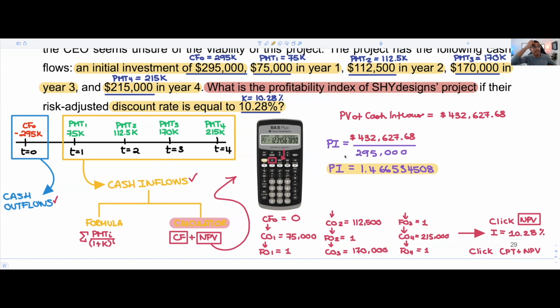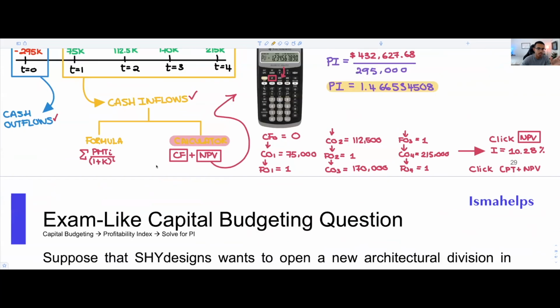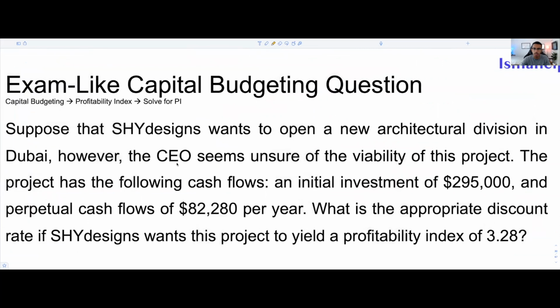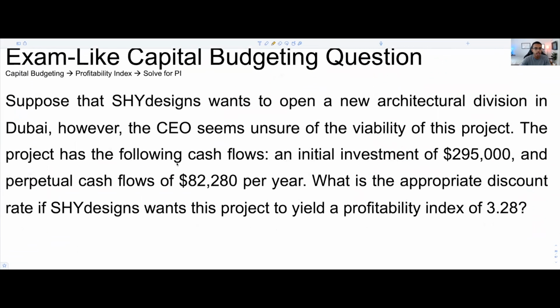Now we're going to move on to the second portion of this clip, in which we're going to look at a missing variable version of the profitability index type of questions. So let's move on to slide 30, and you'll see why this is very particular, because we're essentially going to dive deep and try to find what discount rate we would need to get a profitability index of 3.28.